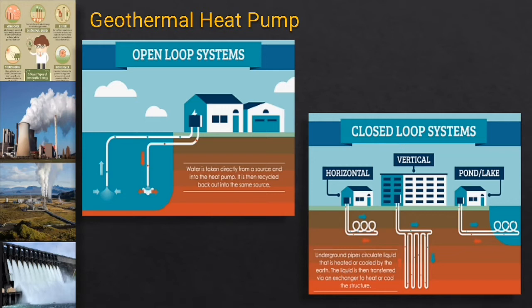So we have the closed loop horizontal systems, which are the most cost-effective for residential areas, and we have the closed loop vertical systems, which are more often used for larger commercial buildings and can sometimes go down 400 feet deep. And we have closed loops constructed under or in a pond or lake, which are usually the cheapest.